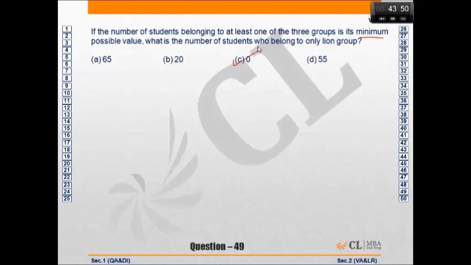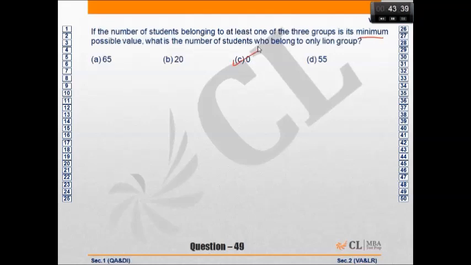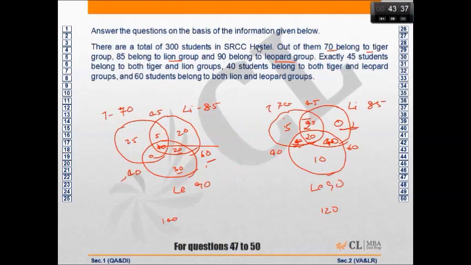And what is the 50? Belonging to none of the three groups is maximum. None of the three groups will be maximum. Again, there's a minimum. None of the three groups is maximum. That means again we are talking about the same case. We are talking about this case.